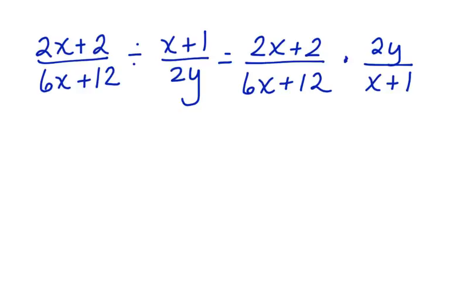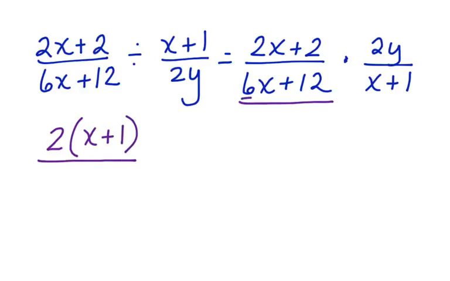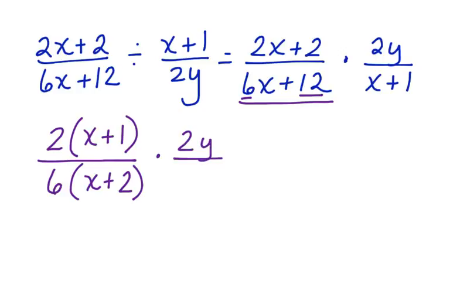Now before we multiply, let's take a look at this rational expression right here. One of the things you can notice right away is that we can factor the numerator and the denominator. We want to do that before we multiply. We can factor 2x plus 2 by taking out the greatest common factor of 2, which leaves us with x plus 1 in the numerator, over, between 6 and 12, we can factor out the greatest common factor of 6, which leaves us with x plus 2 in the denominator, times 2y over x plus 1.